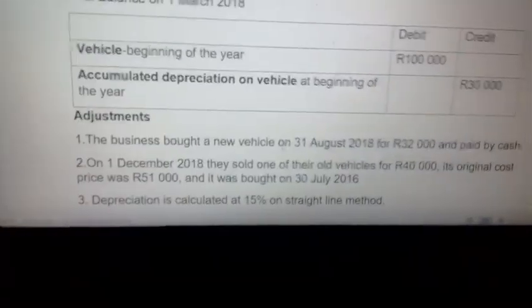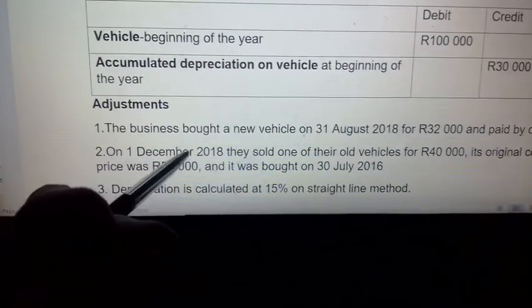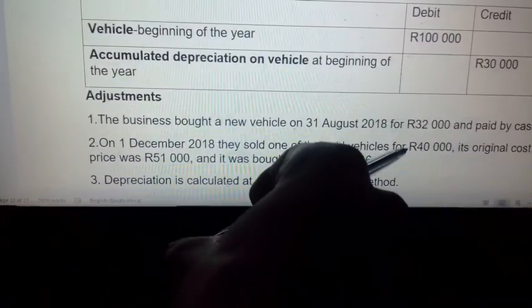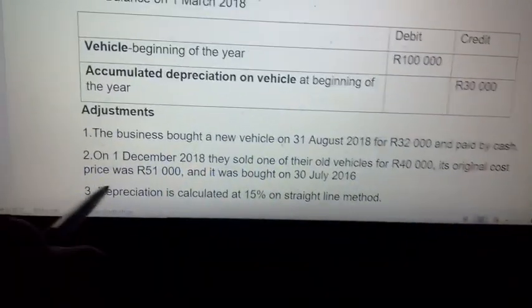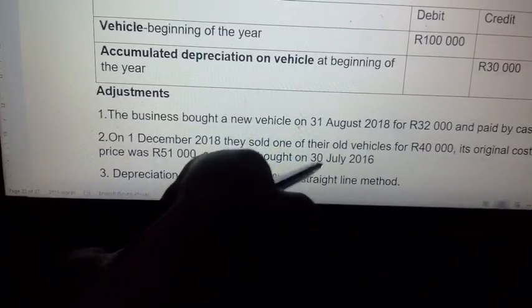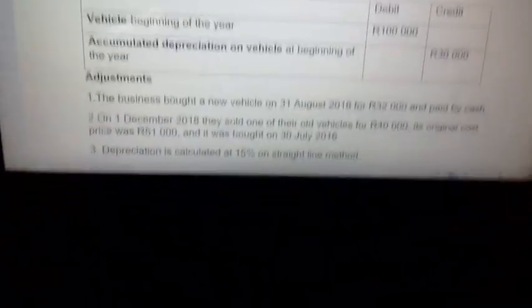As we continue, 1 December 2018 is a very important date. They sold one of their old vehicles for 40,000. Its original cost was 51,000 and it was bought on 30 July 2016. That means now you're going to record.